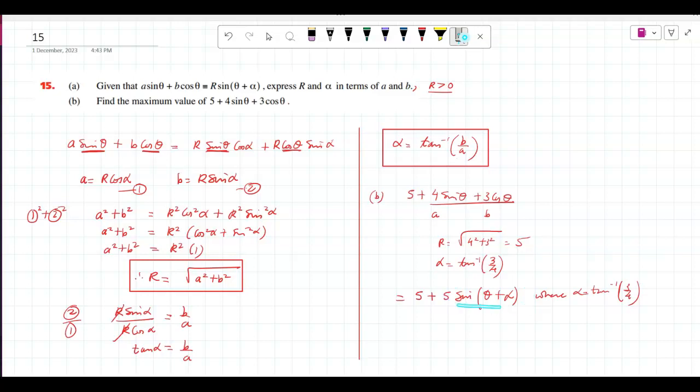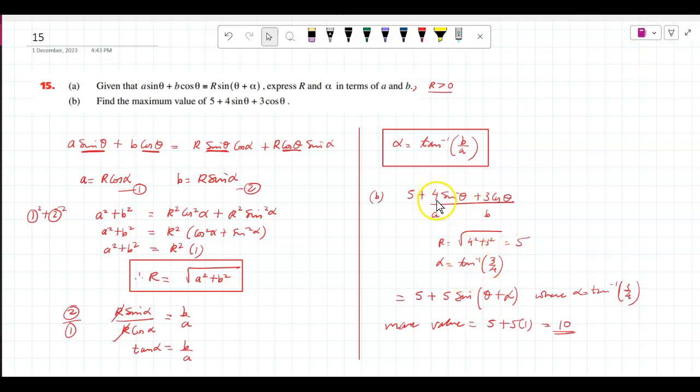Now what is the maximum value of sine? 1. So the maximum value of this entire function will be 5 plus 5 into 1. Maximum value will be 10. R is equal to root of 4 square plus 3 square.